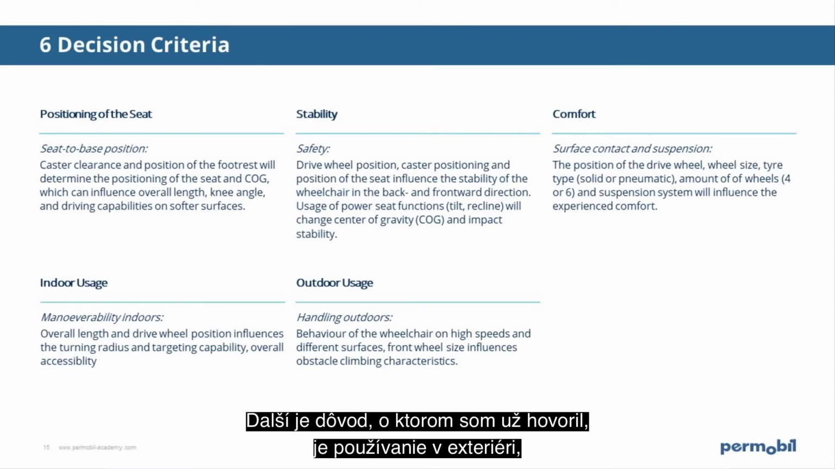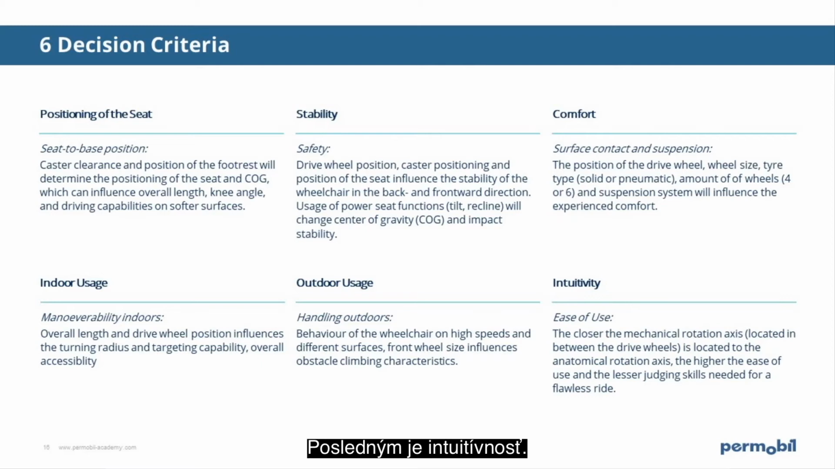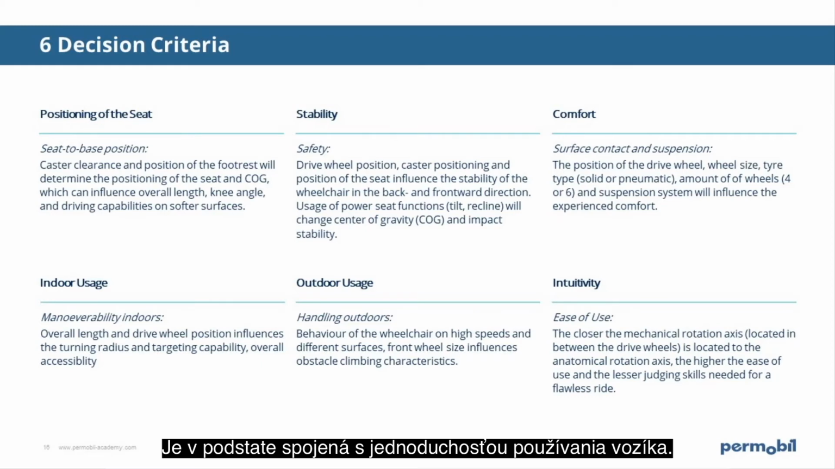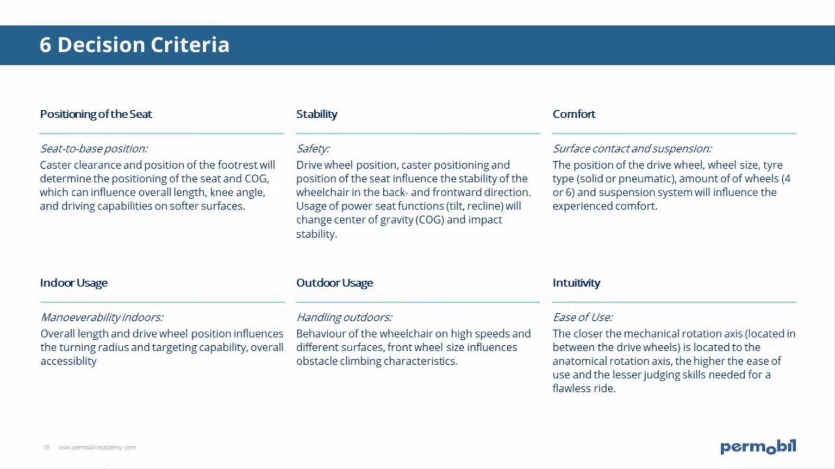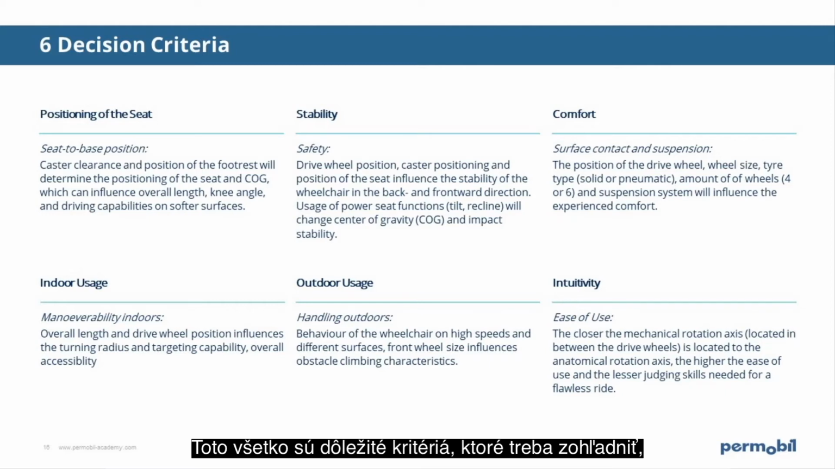The next one, as I already mentioned, is outdoor usage. So how does the wheelchair handle outdoors? How is the tracking at high speeds? What are the obstacle climbing capabilities? And then the last one is intuitivity, which is basically related to the ease of use of the product. How easy is this platform to operate? Do you need lots of judging skills to estimate how you need to take a turn? So these are all important criteria to take into consideration. And now in the following slides, I will go deeper into each and every criterion.